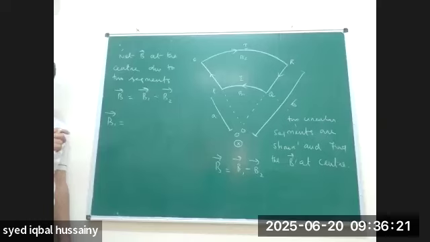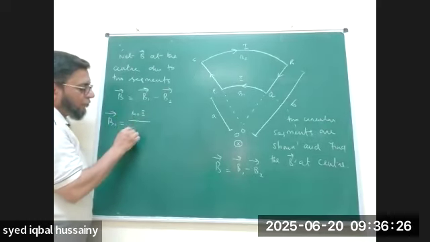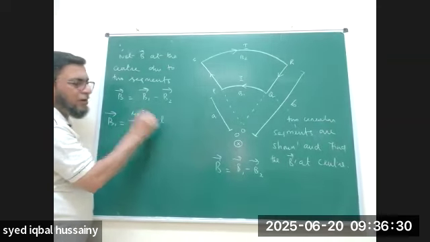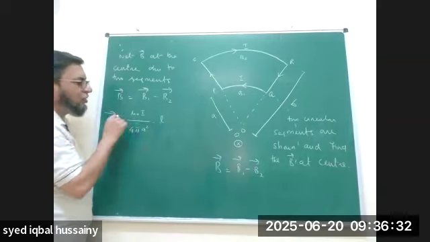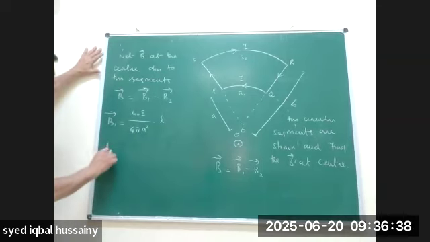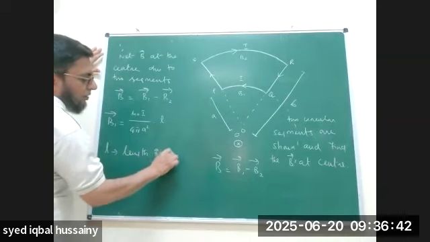I'll give you one more formula. Remember that. So mu not I by 4 pi a square into L. The new formula. Please note down this. I'll tell you what is here. First, you note down. L is length of the arc.